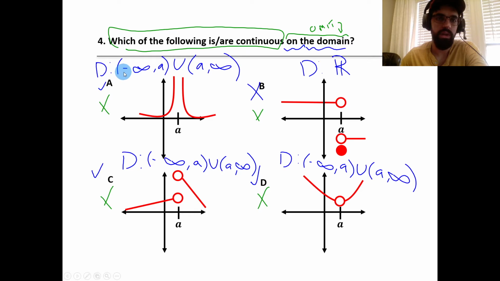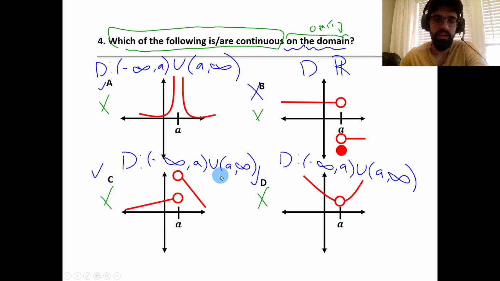So if we see the domain from negative infinity to a, this line is continuous. And from a to infinity, it's also continuous. So A would work because it is continuous within its own domain. B, its domain is all numbers. If you consider all the x values, it's definitely not continuous because we have a jump discontinuity here. C would be a correct answer.